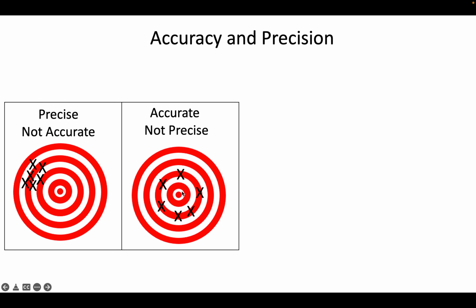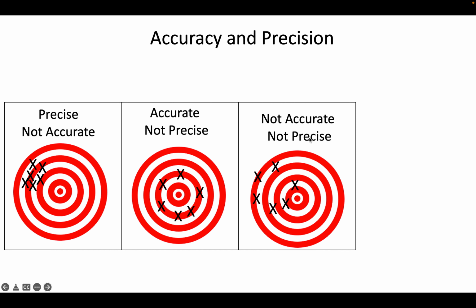They're precise, but in the wrong area. They're a bit away from this true value. In this situation, there's accuracy, but it's not very precise. It's accurate in the sense that the average of these values is in the center, but they're very spread out. This is a situation where it's not accurate or precise. The values are spread out, and also they aren't centering around the true value.